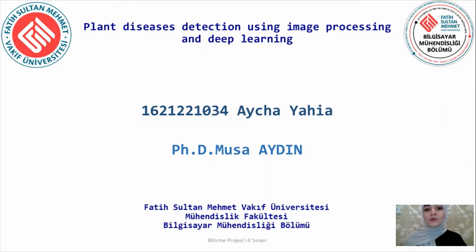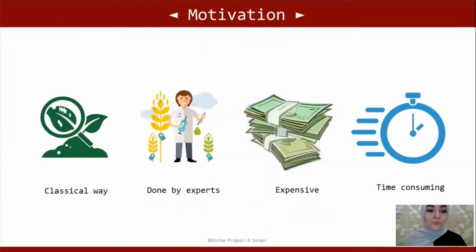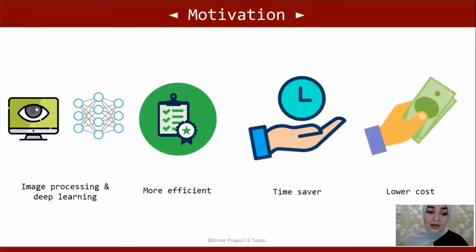In this video, I will introduce to you my graduation project, which is about plant diseases detection using image processing and deep learning. Well, in the classical way, plant diseases detection is done by experts, which is expensive and time consuming, especially if we are talking about the level of large farms. An alternative solution for this problem could be image processing and deep learning, which is more efficient, time saving, and of course, has a lower cost.